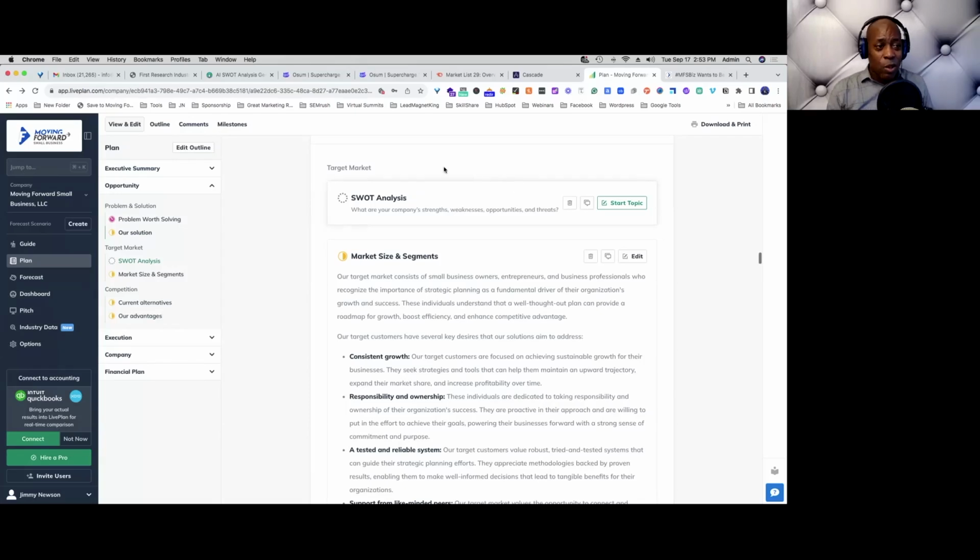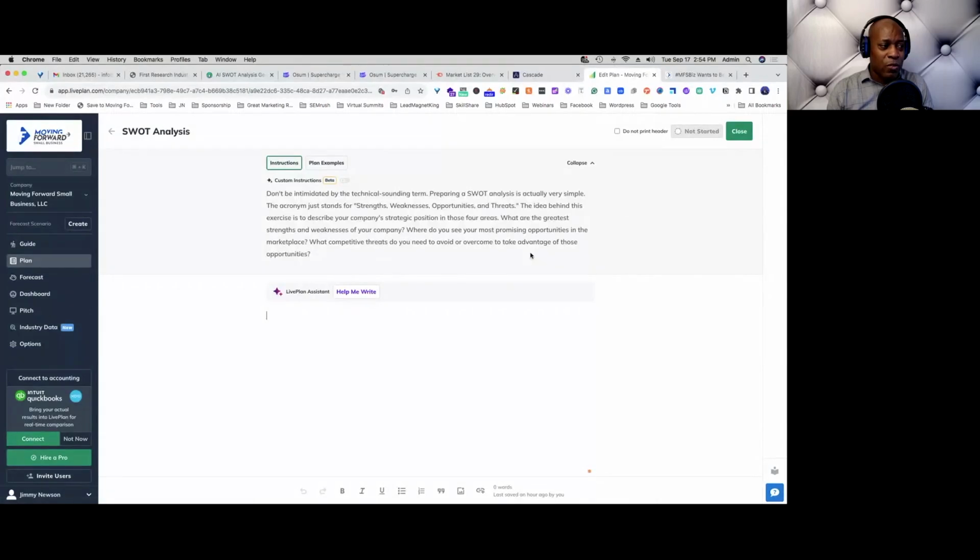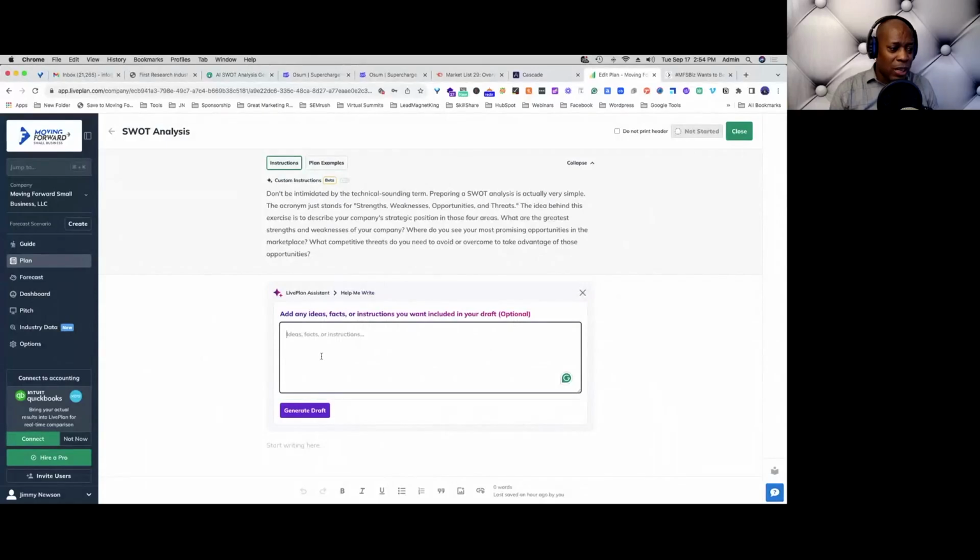Okay, and let me just show you how cool this is. I just added this because I wanted to show you. I don't have anything in here for this particular SWOT analysis. So if I come over here and say start topic, and again, this is another way to leverage SWOT analysis, I could ask the AI to help me write it so it understands. So I can add any facts. Let's say I did get a couple of strengths, weaknesses, opportunities, and threats from my research.